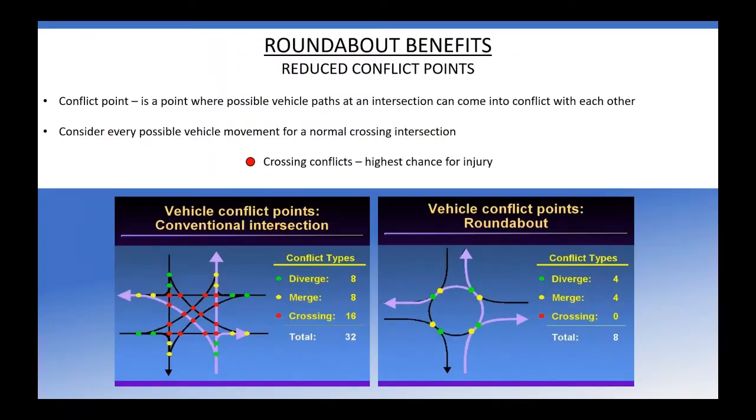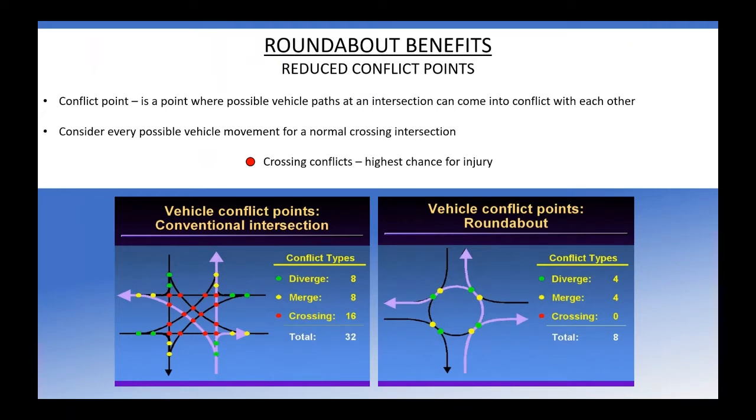Roundabouts have become an effective tool for reducing crashes at intersections through the use of speed control measures, as well as the reduction in intersection conflict points inherent with roundabout design. A conflict point is a point where possible vehicle paths at an intersection can come into conflict with each other. So let's consider every possible vehicle movement for a normal crossing intersection. The crossing conflicts shown with a red dot have the highest chance for injury. If we look at the graphic on the bottom left, we have 8 diverging conflicts and 8 merging conflicts. We also have 16 possible crossing conflicts where any turning movement can come into conflict with another turning movement. Overall, a conventional intersection has 32 possible vehicle conflict points.